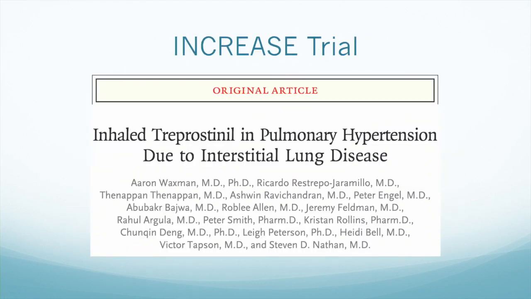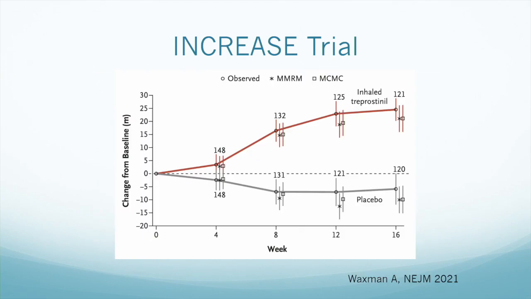So we do have expanding indications for nintedanib. And these patients often have pulmonary hypertension as well. They will be considered to have group 3 pulmonary hypertension. Previously, we did not have treatment for the pulmonary hypertension component specifically, but now we do have inhaled pulmonary vasodilators that can be helpful for these patients. So this INCREASE trial looked at inhaled treprostinil, and we see that over about a 4-month span, the patients that were treated had an improved 6-minute walk distance from baseline.